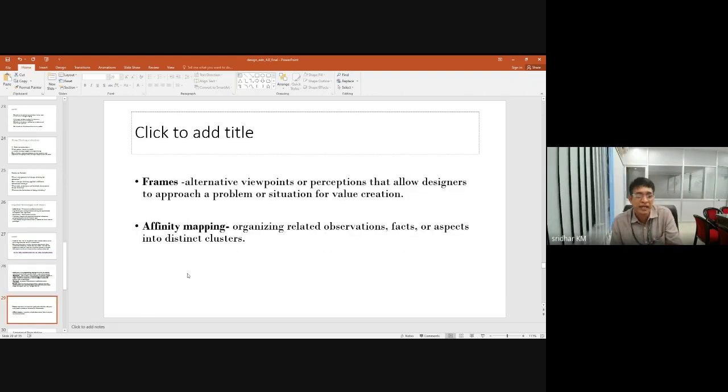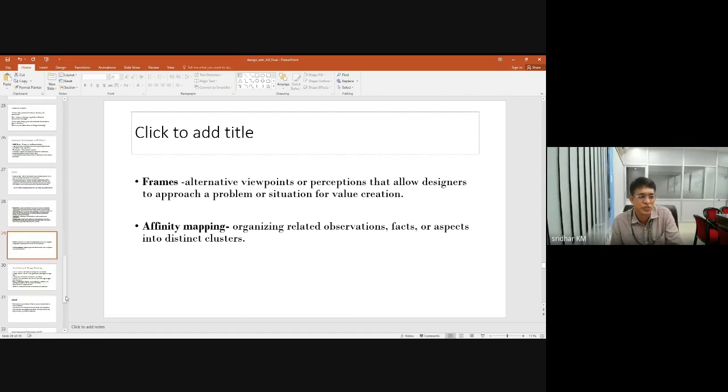Then you have frames. Alternative viewpoints are called frames. Perceptions that allow designers to approach a problem or situation for value creation. Basically, frames is every different alternative viewpoint. Then affinity mapping. Affinity mapping is nothing but organizing related observations or facts. These are all kinds of tools.